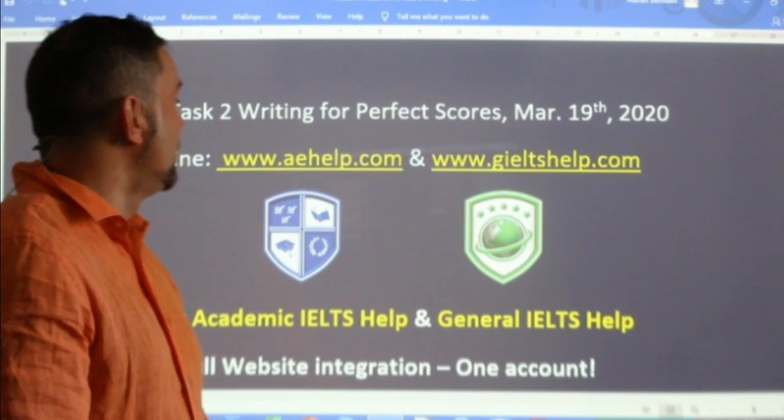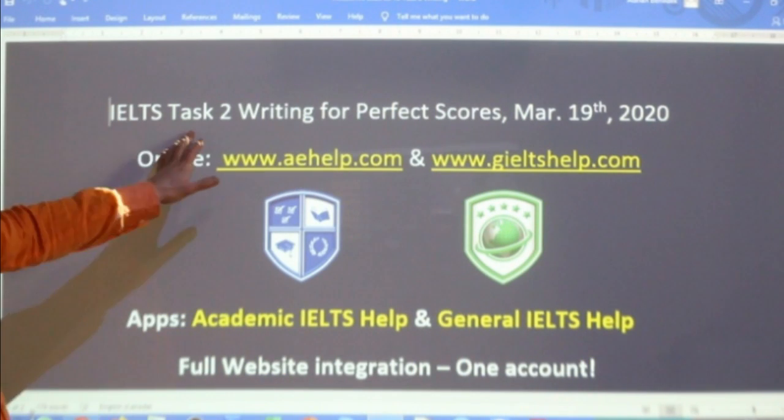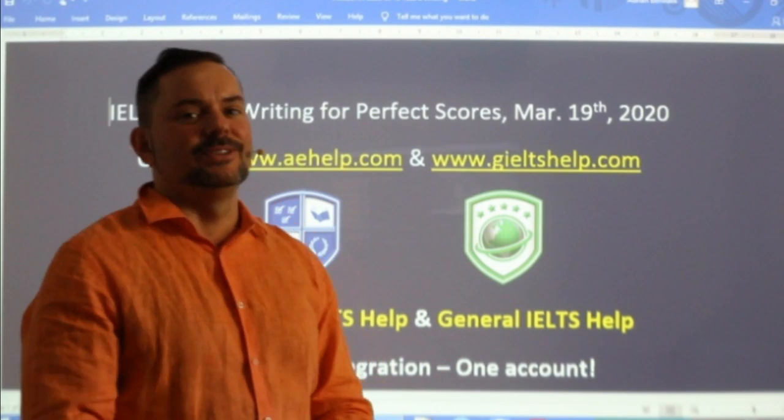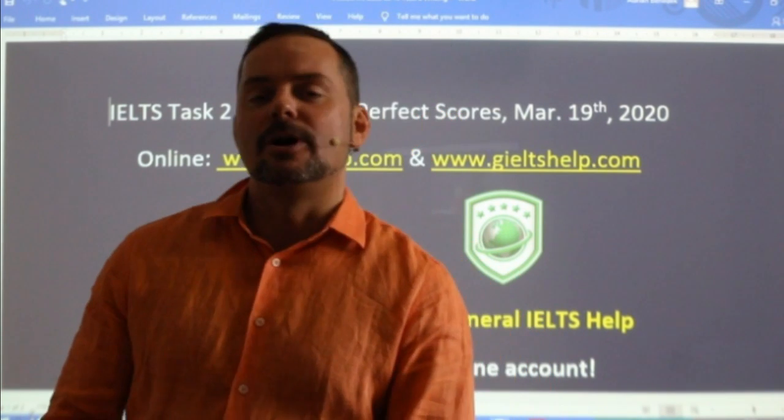Today, we are looking at IELTS Task 2 Writing for perfect scores, what you need to do to get that band 9 result in the Task 2 writing. This lesson is applicable to both the academic and the general module. The structure of the Task 2 response in both versions of the IELTS exam is quite similar.